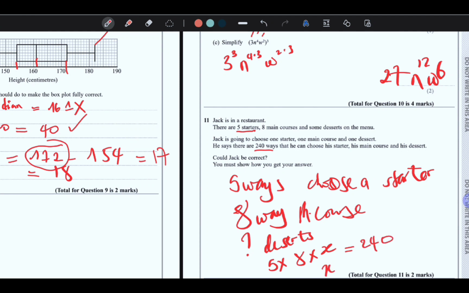So now the number of ways to choose dessert would be equal to 240 divided by 5 times 8, which is equal to 6. And since there's a whole number of ways to choose dessert, it means that there will be 6 desserts. So yes, it is possible that there will be 240 ways for him to choose his starter, his main course, and his dessert. So yeah, he can be correct. If it were a decimal, then that's where he wouldn't be correct. Okay, next question.